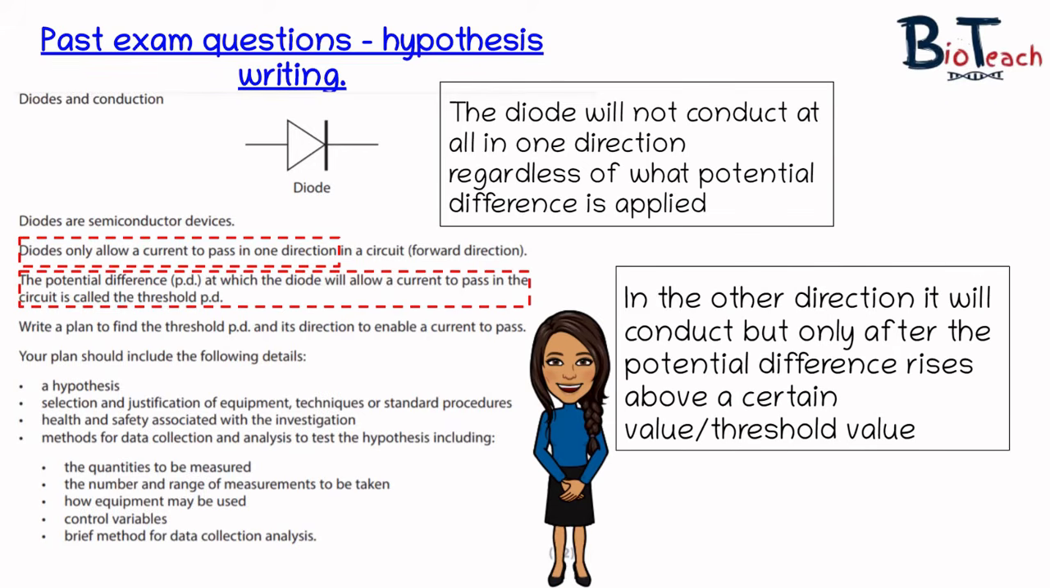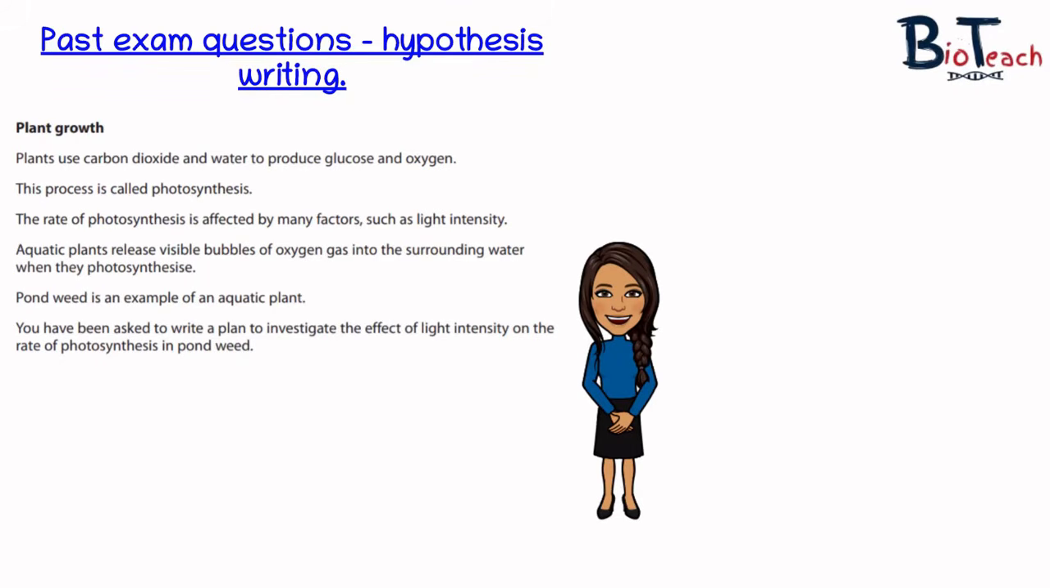So both of these would contribute really well to giving you the advanced marks or the higher band of marks in this particular question. The next example I've got here is looking at plant growth. It says plants use carbon dioxide and water to produce glucose and oxygen, and that process is known as photosynthesis. It goes on to say the rate of photosynthesis is affected by many factors, such as light intensity. The next sentence says aquatic plants release visible bubbles of oxygen gas into the surrounding water when they photosynthesize, and pondweed is an example of an aquatic plant. So if you pause the video now and have a go at writing the hypothesis for this, once you've unpaused it, I'll talk you through what's correct and the guidance that I would give you for this.